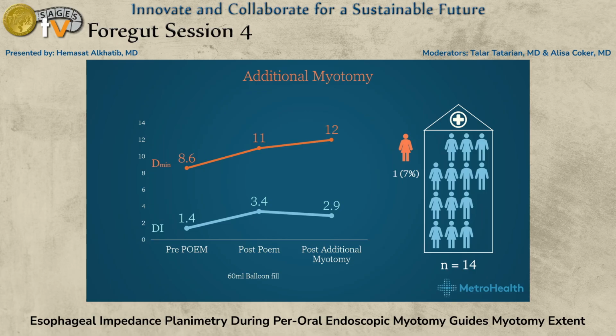And so we actually performed 2 additional myotomies and repeated FLIP. And you can see that DI didn't change much with the additional myotomy, but our diameter kept increasing. And at this point, we started worrying about reflux for this patient, and that's why we stopped any additional myotomies.